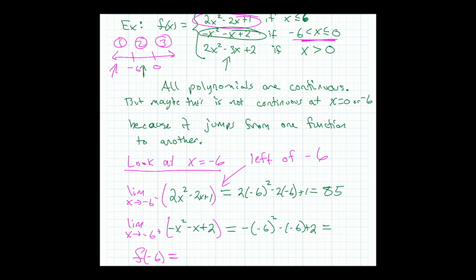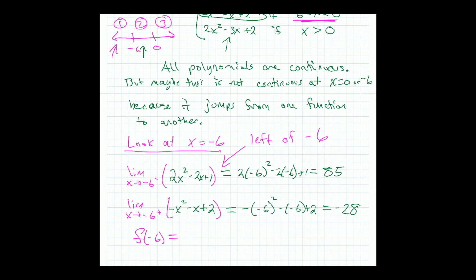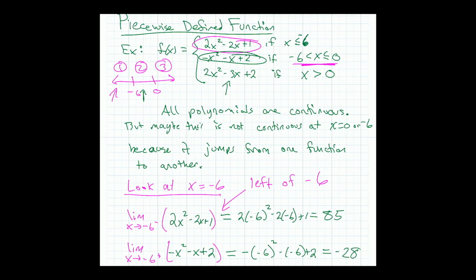What are you going to get? Minus 6 squared is 36. But then our minus out front is minus 36. Minus 36 plus 6 is minus 30, plus 2, minus 28. I don't know, something like that. All right. And then you need f of minus 6. Well, what about f of minus 6?